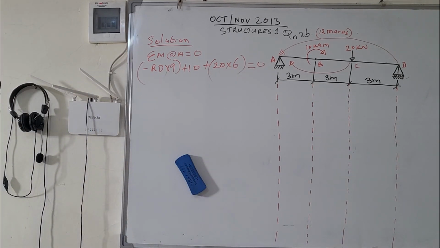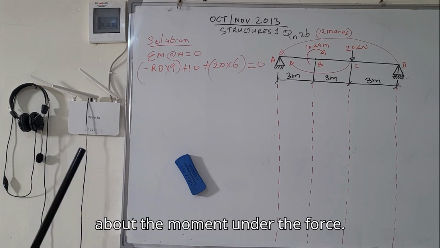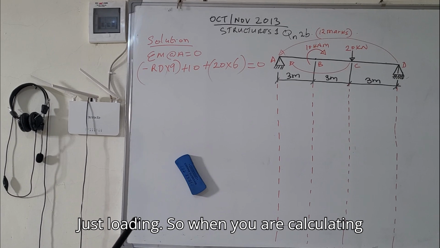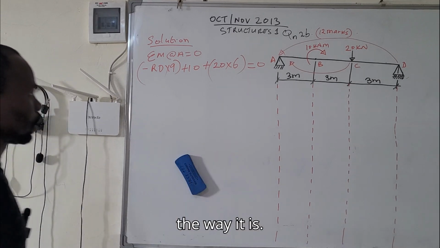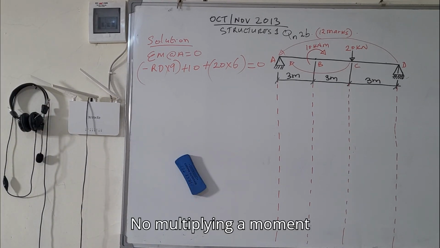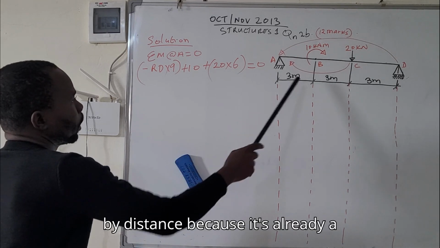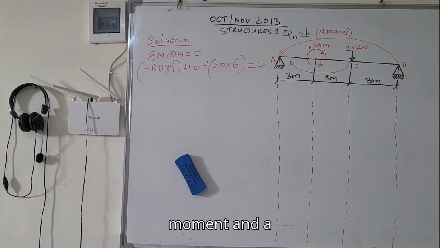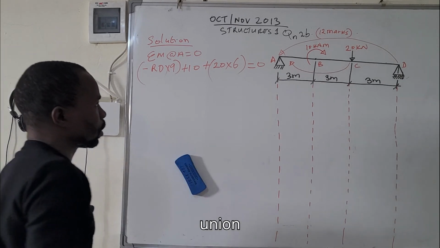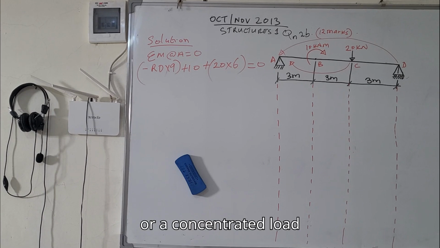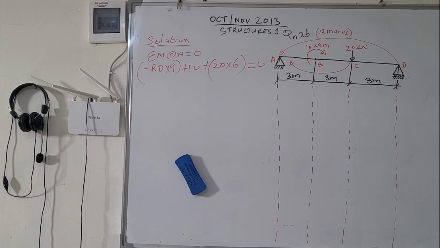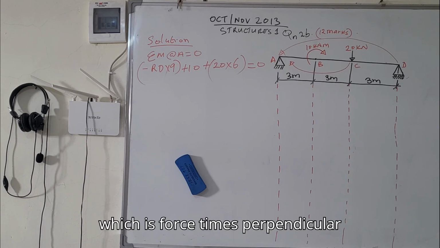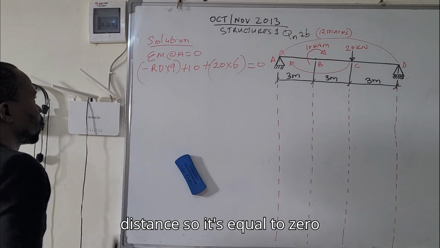Something to note about the moment under the loading: when you are calculating the reaction, you will take the moment the way it is. No multiplying a moment by distance because it's already a moment. A UDL or a concentrated load is not a moment, so you'll have to change it to a moment, which is force times perpendicular distance. So it's equal to 0.